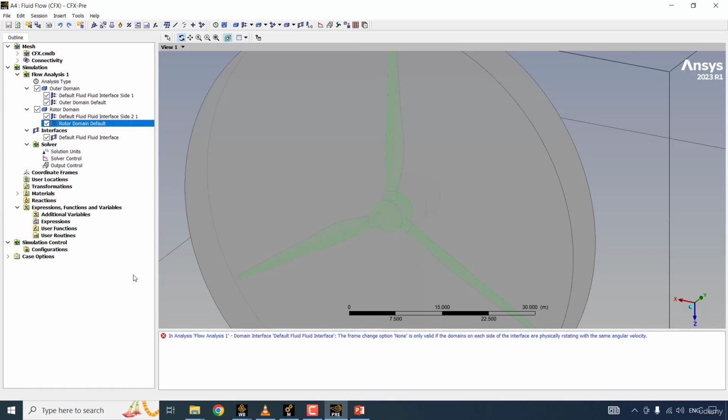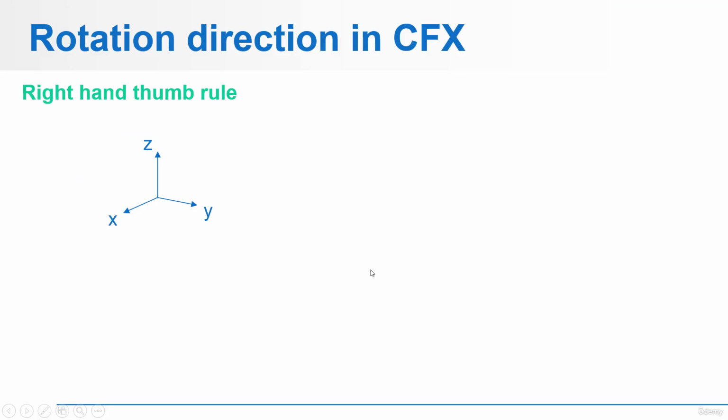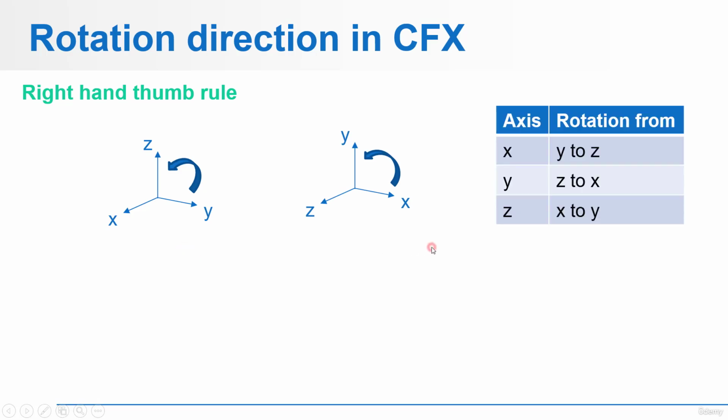Let me quickly explain the rotation direction followed in CFX. For example, if the axis is x-axis, the rotation always happens from y to z. We can see here. Similarly, if the axis is z-axis, the rotation always happens from x to y. So here a table is given. Based on the axis, the rotation will be from the other two axes. Example, if the axis is x-axis, the rotation happens from y to z.